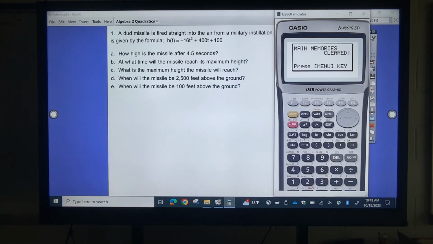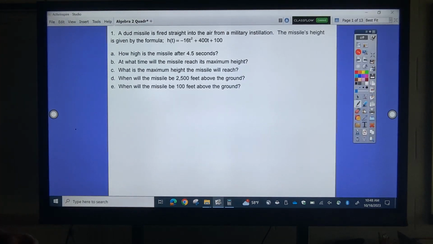So it says a dud missile is fired straight up from a military installation. The missile's height is given by that formula. What is the height of the missile after certain seconds? What time will it reach the maximum height? What is the maximum height that the missile will reach? When will the missile be at 2,500 feet? When will it be 100 feet?